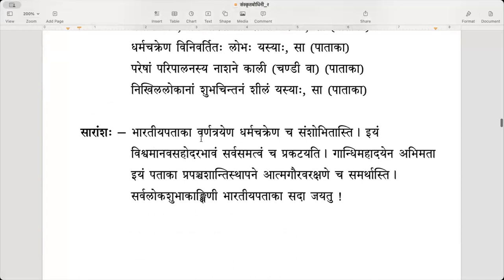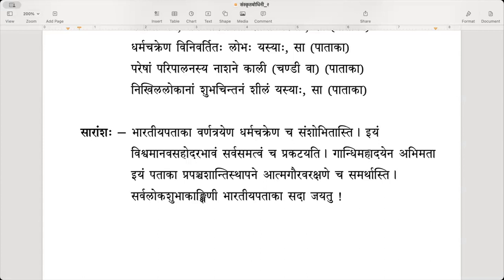Bharatiya Pataka Varnatrayena Dharma Chakrena cha Samshobhita Asti. So it's got three colors and a dharma chakram in the middle. Iyam Vishwa Manava Sahodara Bhavam Sarva Samatvam cha Prakatayati. So equality and universal brotherhood. Those are the motto. It is a symbol for those.